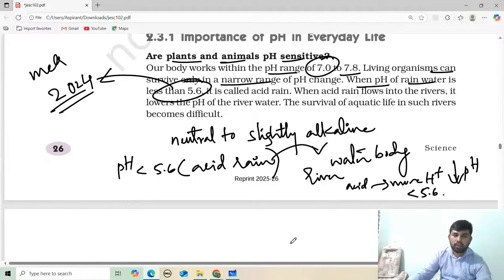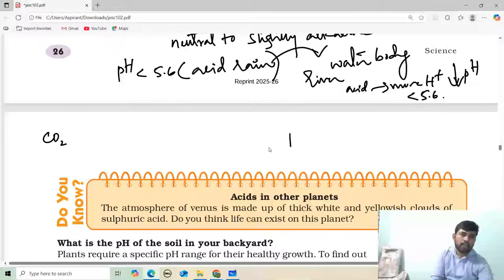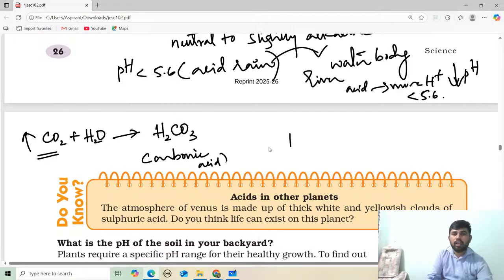So different gases are there. Let me write here. Suppose there is carbon dioxide gas in the atmosphere, and its concentration has become more and more. If the percentage of CO2 is more in the water, it forms something called H2CO3. Do you know which acid this is? This is carbonic acid.